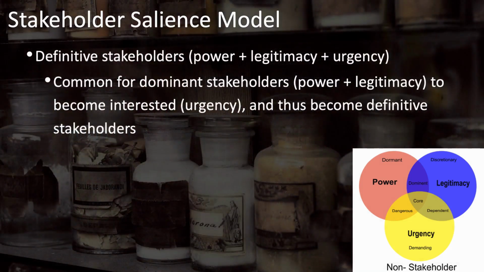And finally, we have the definitive stakeholders, those at the core or center that have all three attributes of power, legitimacy, and urgency. These are the stakeholders you need to keep satisfied and keep involved in the project and that are your focus. It's very common for dominant stakeholders who have power and legitimacy to become interested and develop urgency and thus become definitive stakeholders.